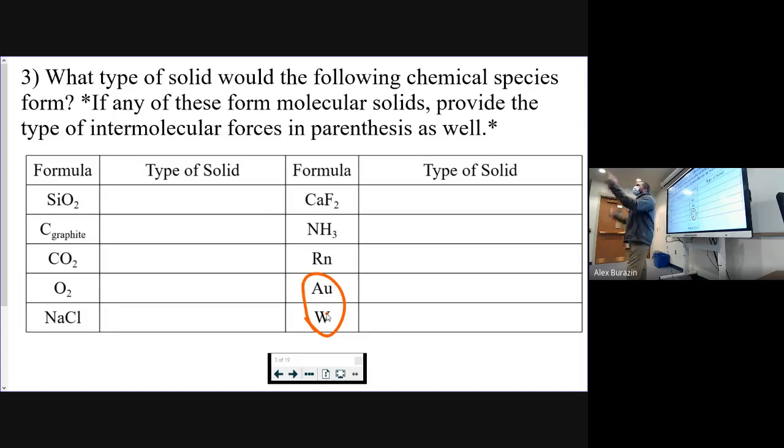What else can I do with 2 different metals? I can make an alloy. What kind of alloys exist? There's 2 types. Substitutional and interstitial.